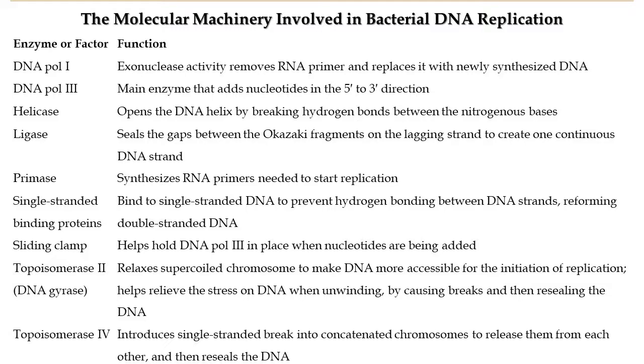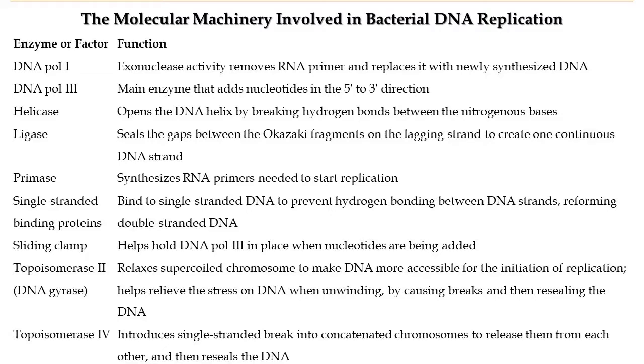The first enzyme is DNA polymerase 1. It has an exonuclease activity which removes the RNA primer and replaces it with newly synthesized DNA. Exonuclease activity means it helps in the removal of nucleotides. DNA polymerase 3 is basically the main enzyme which goes on adding nucleotides in the 5' to 3' direction. Then you have the helicase enzyme which opens the DNA helix by breaking the hydrogen bonds. Then you have ligase, which seals the gaps between the Okazaki fragments on the lagging strand to create one entire continuous strand.